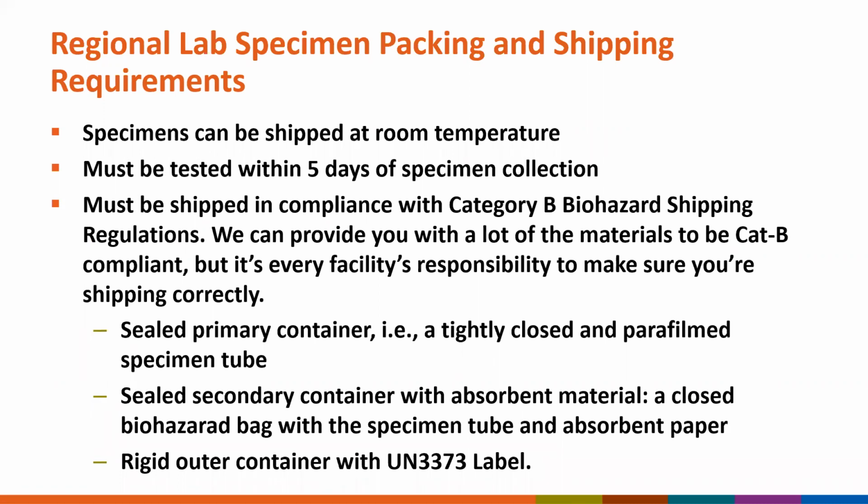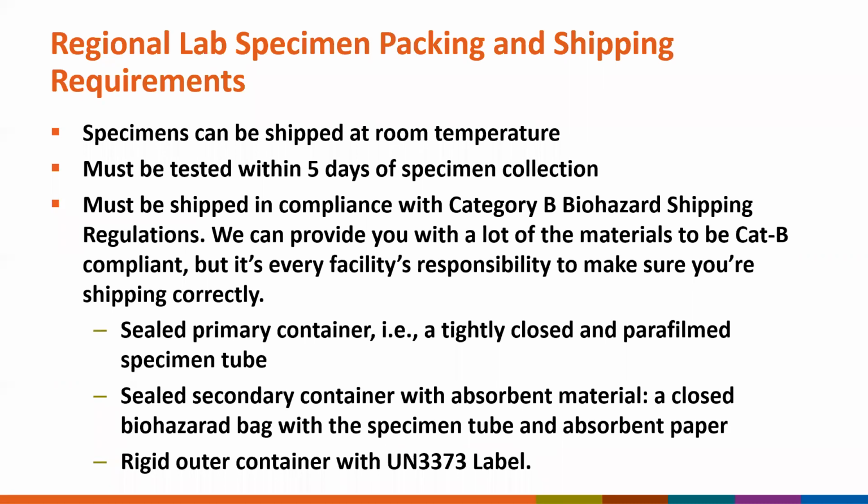And they must be shipped in compliance with Category B biohazard shipping regulations. We'll provide you with a lot of the materials that you need in order to be Cat B compliant, but it's every facility's responsibility to make sure that you're shipping correctly. So the main basics, and we have pictures in the additional slides that will be shared after this presentation. But the main criteria are you need a sealed primary container, which is a tightly closed and parafilmed specimen tube. That's why we give you parafilm.